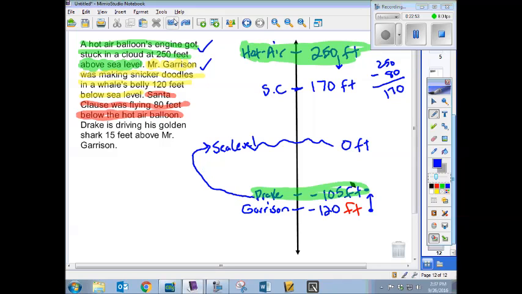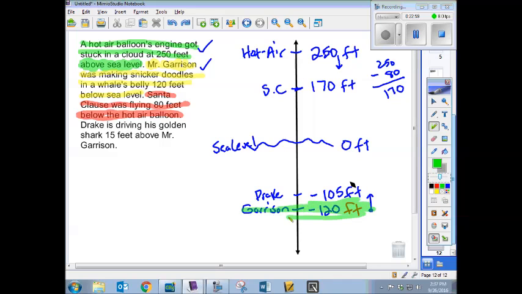So what's the vertical distance of Mr. Garrison and Santa Claus? What's that going to be? Autumn? I just want you to tell me how to find it. You do 140 plus 100. You got it. Add the absolute value, so I'm going across.